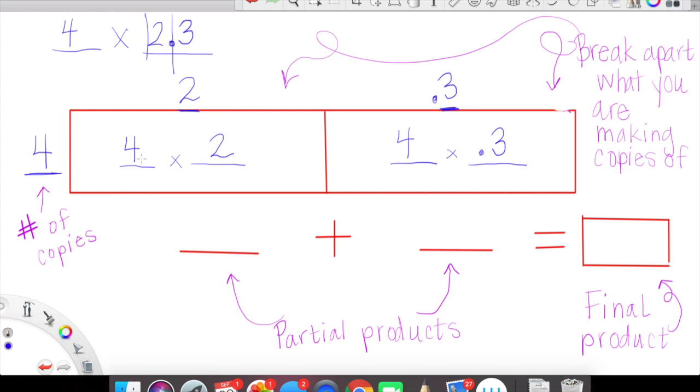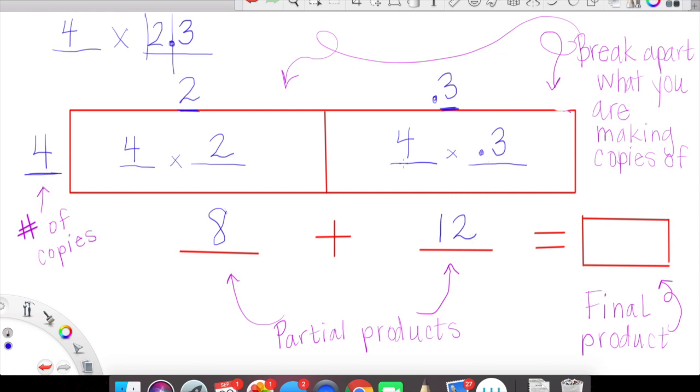Okay, so we have that labeled. Now we need to do our multiplication. What is 4 times 2? Well, 4 times 2 is 8. Great. Now we have to think of what is 4 times 3/10. Well, I know 4 times 3 is 12.